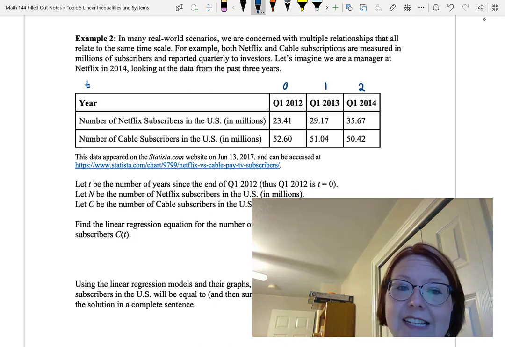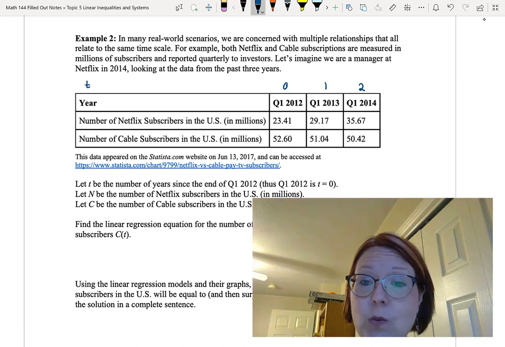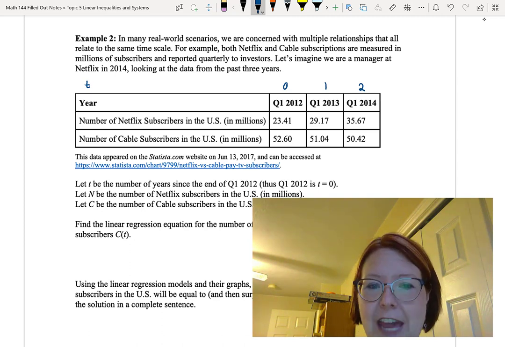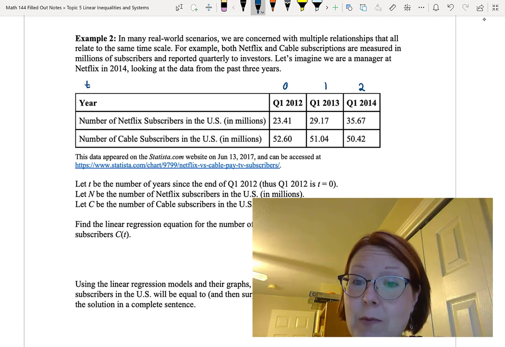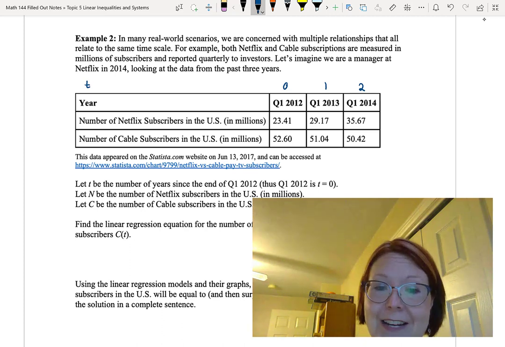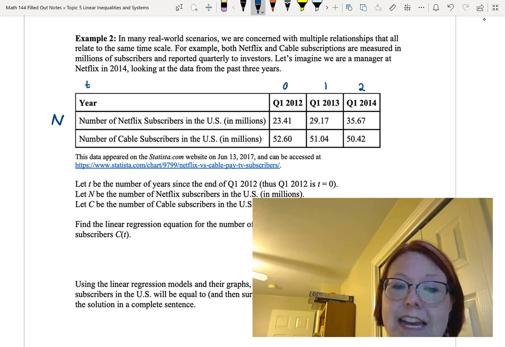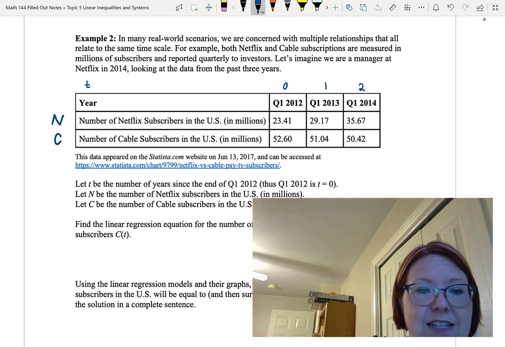The next row of the table is the number of Netflix subscribers in the US in millions, which is 23.41, 29.17, and 35.67, so it's rising. The number of cable subscribers in the US in millions is 52.60, 51.04, and 50.42. So the number of cable subscribers in the US is actually falling. We're going to let capital N be the number of Netflix subscribers in the US in millions, so I'm going to write that next to my chart just to remind myself. We're going to let capital C be the number of cable subscribers in the US in millions, so I'm going to write capital C next to that row of the table.